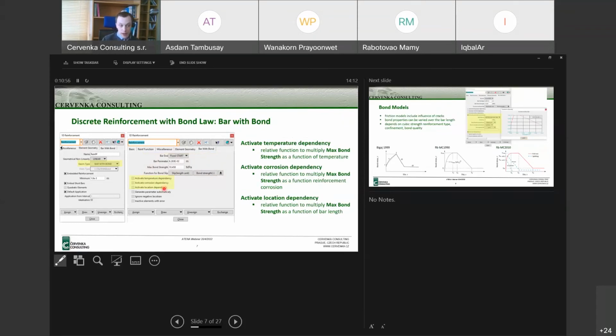Also, for the bond properties, there is temperature, corrosion, and location dependency. Basically, by this option you can define relative functions to multiply the maximum bond stress and the bond slip function. Those are relative functions, either as a function of temperature or corrosion degree or the location, I mean the length of the reinforcement.